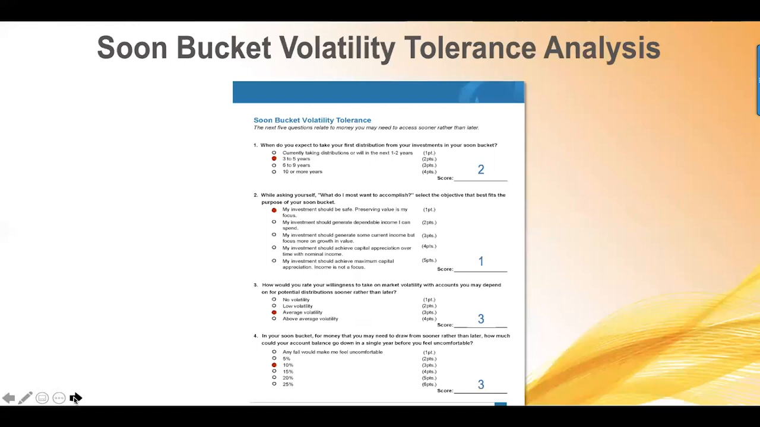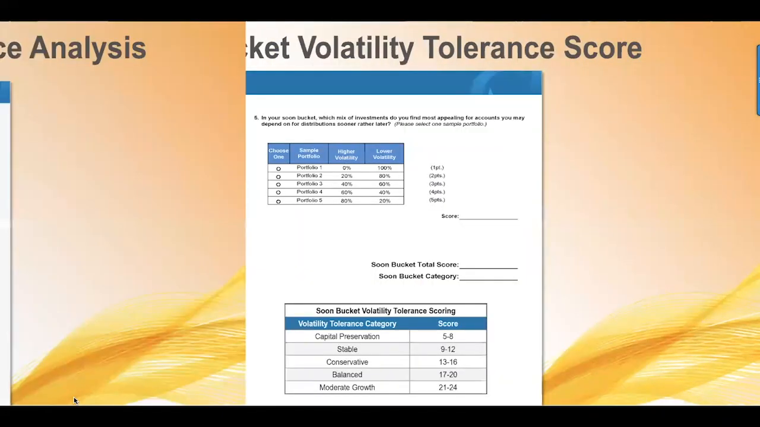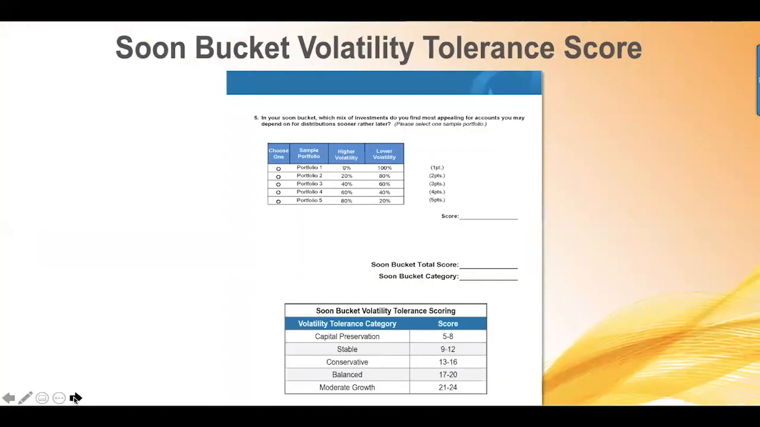Okay. All right, great. So next question, final question. In your soon bucket, which mix of investments do you find most appealing for accounts you may depend on? In your case, guys, you will depend on for distribution sooner rather than later. So this is where we're going to be drawing our income from in 3 or 4 years from now, out of the soon bucket to fill up the now bucket.